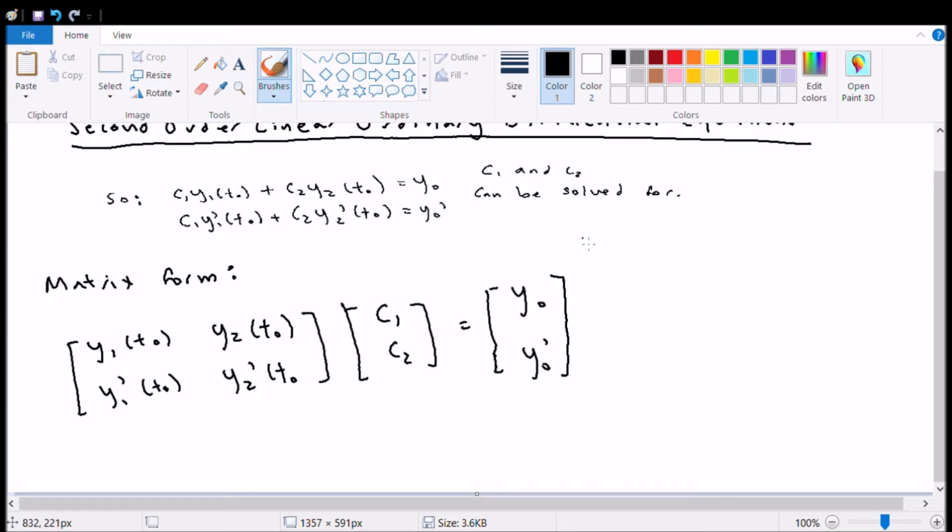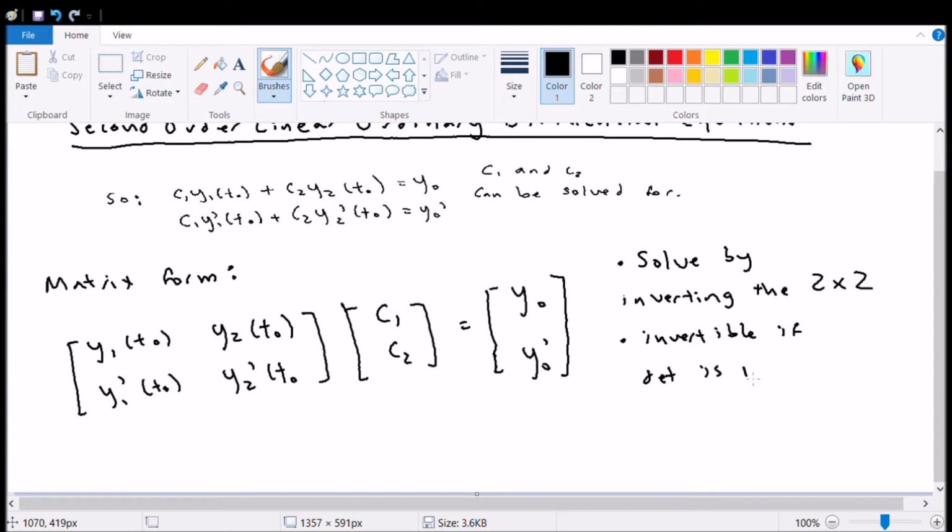And so how do you solve for C1 and C2 within this matrix equation? Well, you solve for it by inverting the 2 by 2 and multiplying that inverse onto the other side. And the only way that this can be done is if the determinant of the 2 by 2 is not equal to 0. Because if it is equal to 0, then when you try to solve for the inverse, you end up getting a non-existent inverse. So the inverse only exists when the determinant is not equal to 0. And when the inverse exists, you can solve for C1 and C2. So when you can solve for C1 and C2, that means you have a general solution.